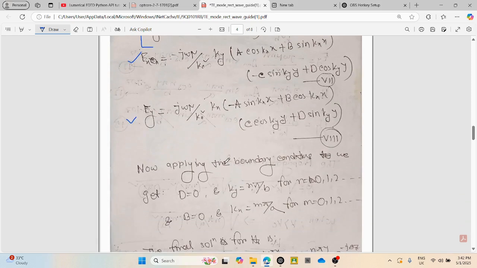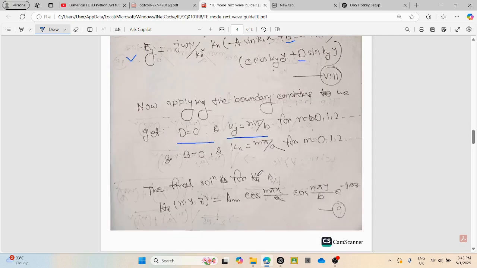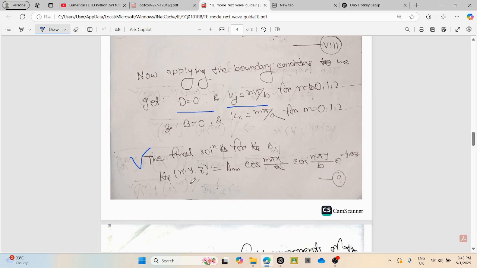Now, after applying the boundary conditions and simplifying the calculation, we get that D is equal to 0 and ky will be n pi by b. Again, applying the boundary conditions, we will get B is equal to 0, and kx will be m pi by a, where m and n will take discrete integer values starting from 0 and going on. And thus we get the final solution for Hz, and this is Hz of x, y, z is equal to A into cos m pi x by a into cos n pi y by b into e to the power minus j beta z. That z denotes the wave is propagating in the z direction.